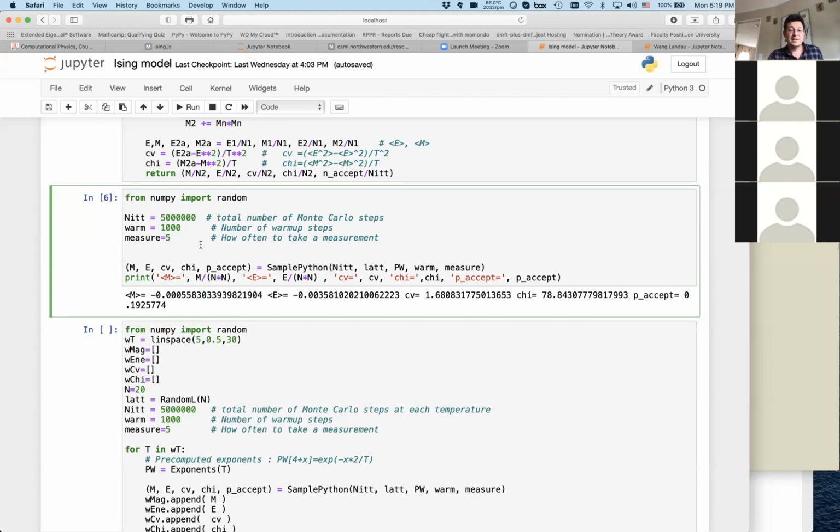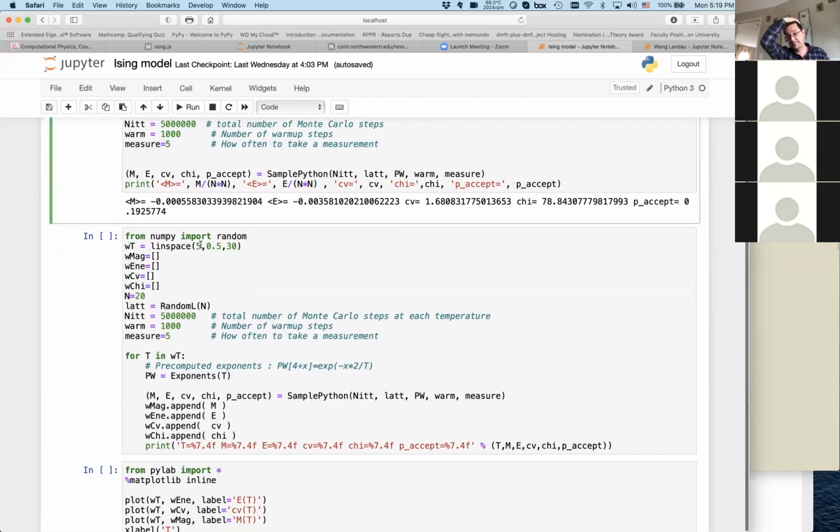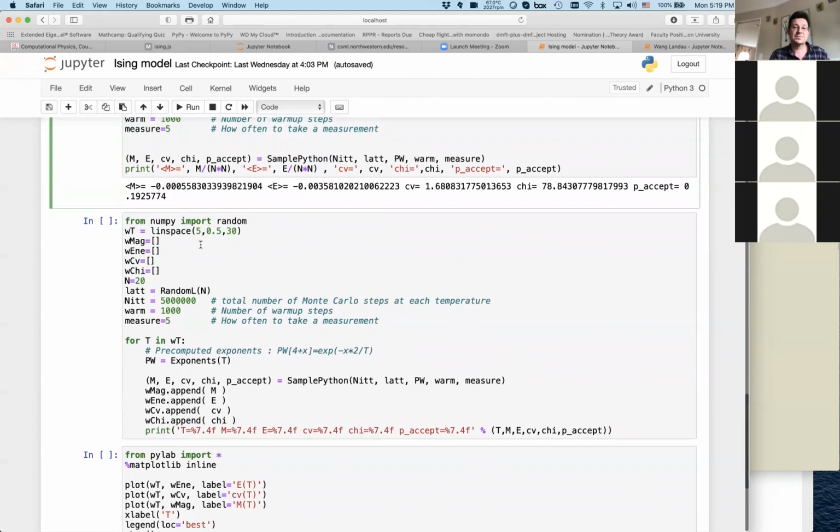Okay, so this was just for one temperature. Now we can do the thermodynamics for all temperatures and get some physical plot, something that gives you some physical intuition about what's going on in the model. That for us is most important. So how do we do that?